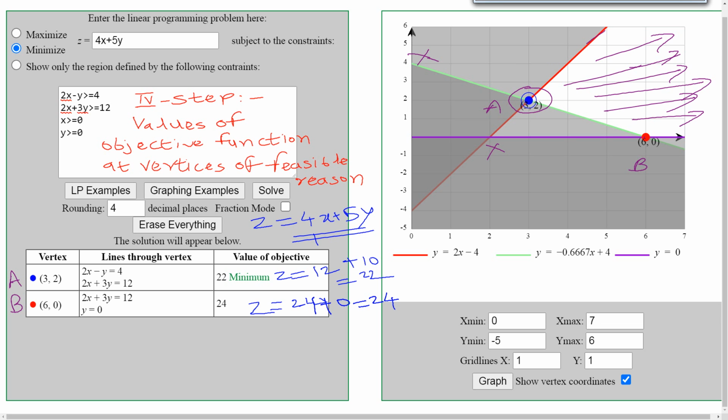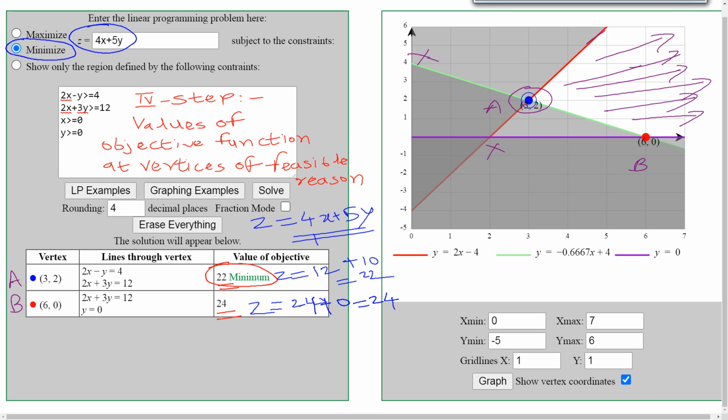Now what was the problem? The problem was to find the minimum value of the objective function. The objective function was z is equal to 4x plus 5y. So out of these two values, one value is 22 and another value is 24. Out of these two values, 22 is minimum.